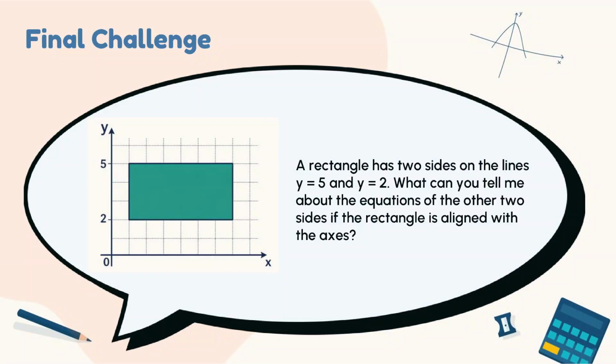Let's finish with the final challenge. A rectangle has two sides on the lines y equals 5 and y equals 2. What can you tell me about the equations of the other two sides if the rectangle is aligned with the axes? Pause the video and think about the shape. The lines y equals 5 and y equals 2 are horizontal, so the other two sides must go in the vertical direction.